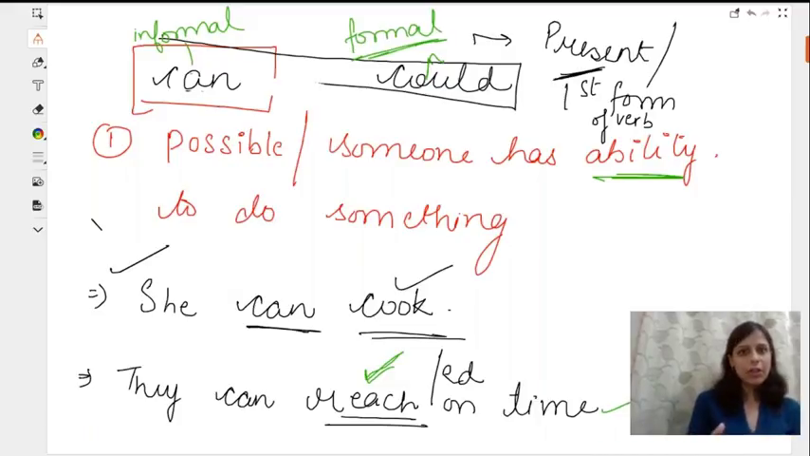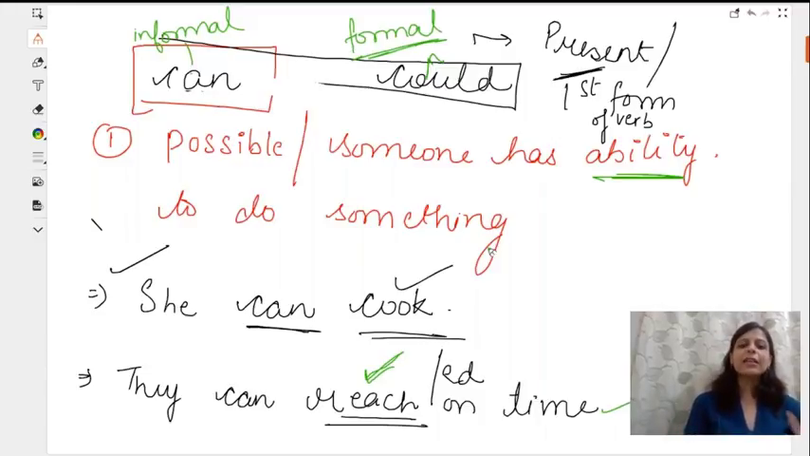But if I say, can you do this? Can you do that? Right? It's not that formal. It's not that professional. It's not that ethical, right? So informal, can works. Formal, please use could, right? That's the basic difference that we tend to forget.